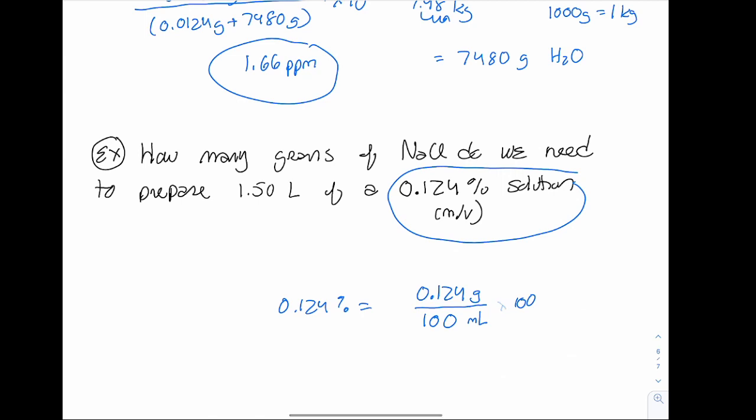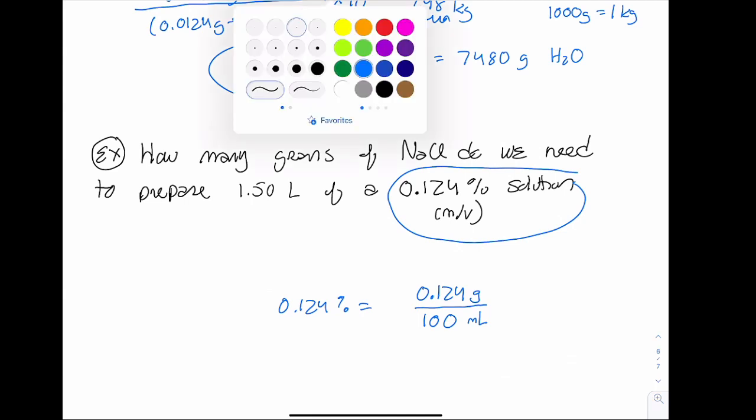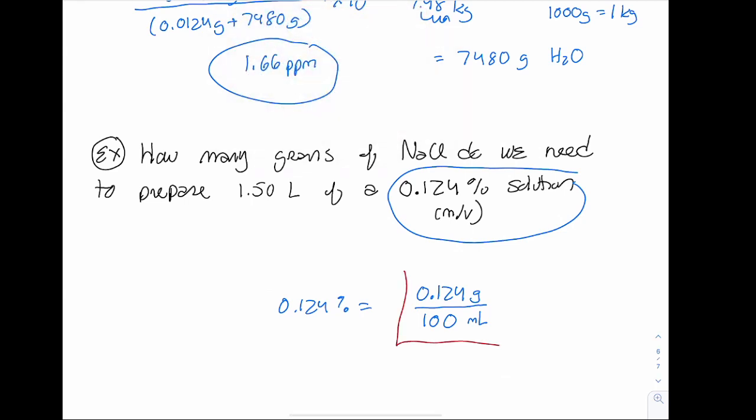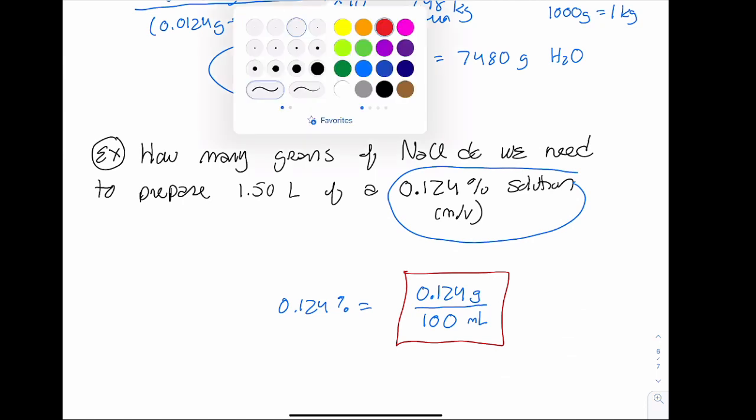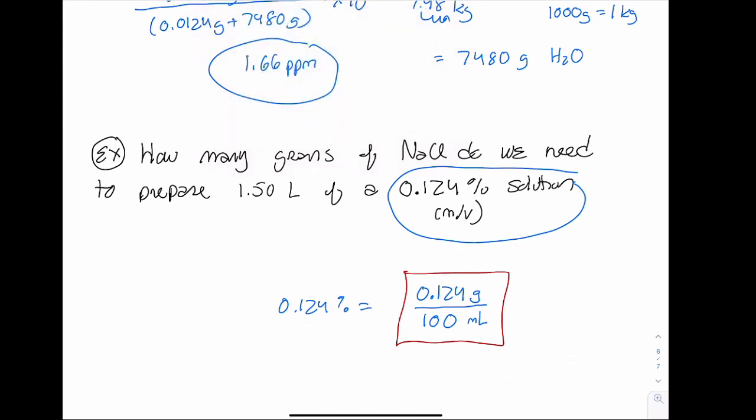So again, anytime, and this isn't just true for molarity, anytime you're given a unit of concentration as part of your problem, write it out. Because what we're going to now use it for is as my conversion factor. I'm going to use it to convert between mass of sodium chloride and volume of solution. So once we have that worked out, I'm just going to go back up to my problem.